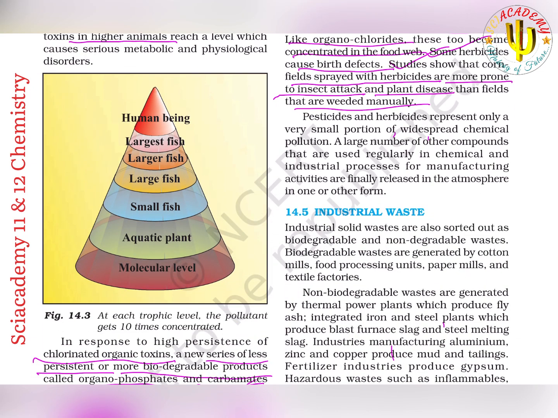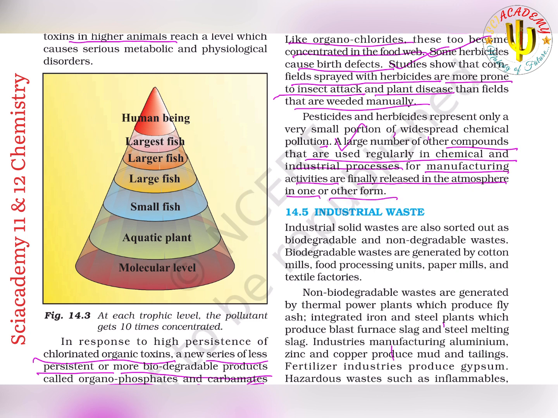Pesticides and herbicides represent only a very small portion of widespread chemical pollution. A large number of other compounds that are used regularly in chemical and industrial processes for manufacturing activities are finally released in the atmosphere in one or other form.